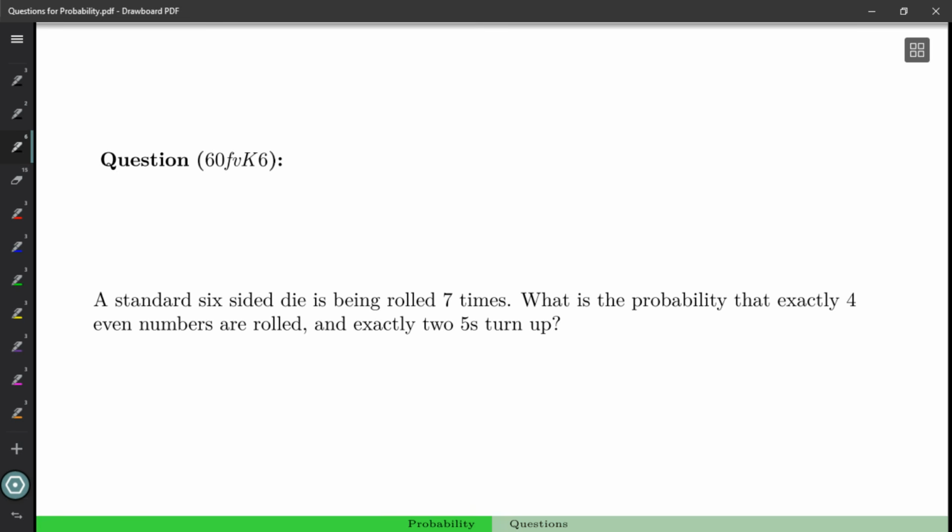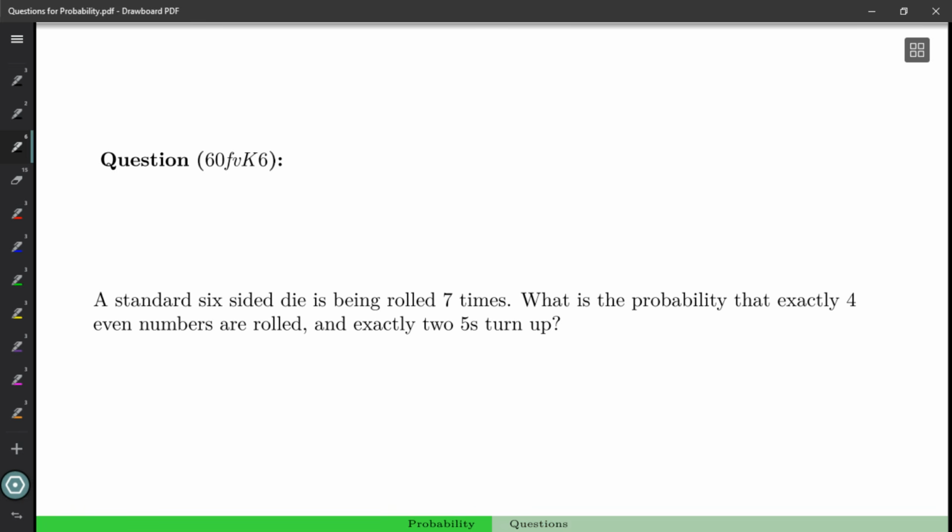A standard six-sided die is being rolled 7 times. What is the probability that exactly 4 even numbers are rolled and exactly 2 5s turn up? Okay. So we're repeatedly running this dice rolling experiment, rolling it 7 times. So that makes me think about what we've learned about repeating the same experiment over and over again.